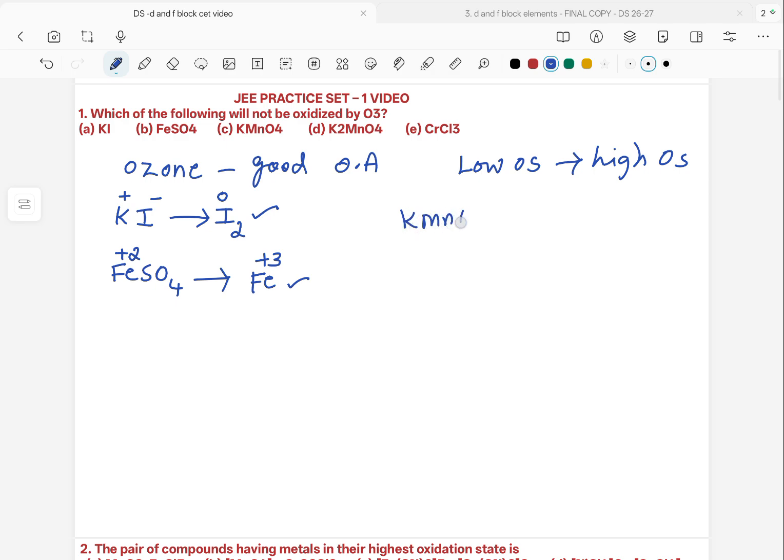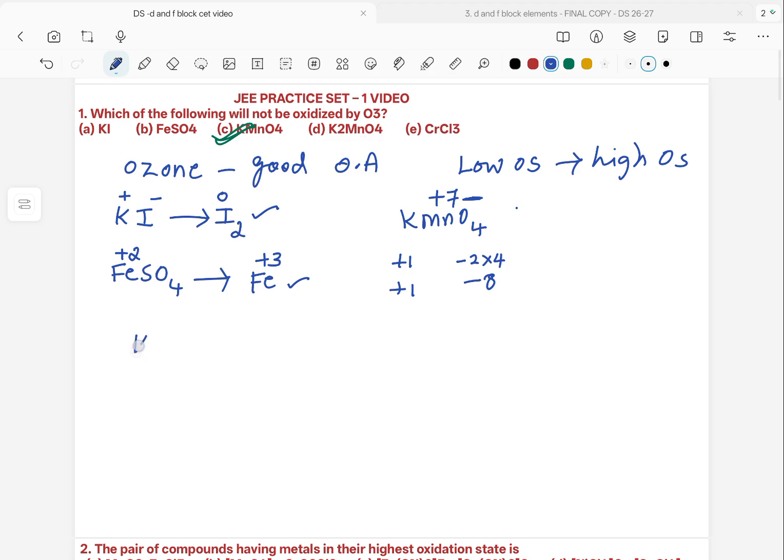KMnO4. Potassium here is in +1. Oxygen -2 into 4 atoms, -8. -8 plus 1 is -7. When you take it out, it is +7. Manganese exists in its highest oxidized state, which cannot be further oxidized. So this is the one which cannot be oxidized further. So this should be the option. Let us find out the other options also.